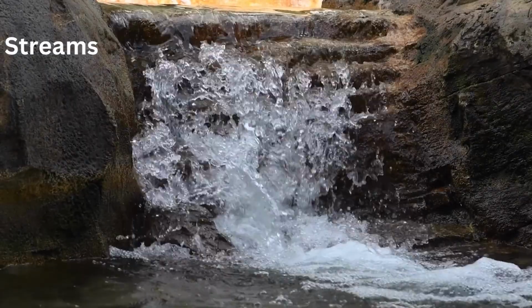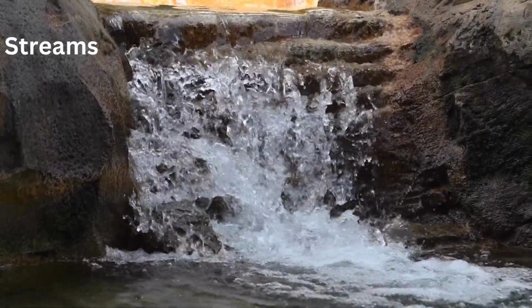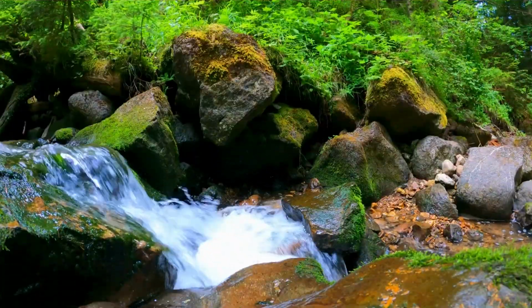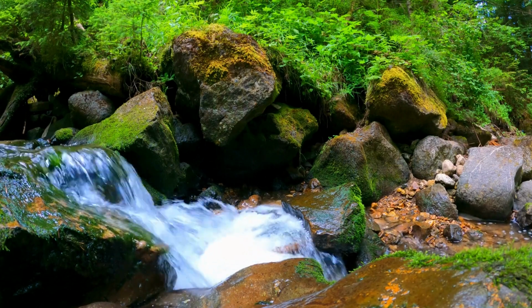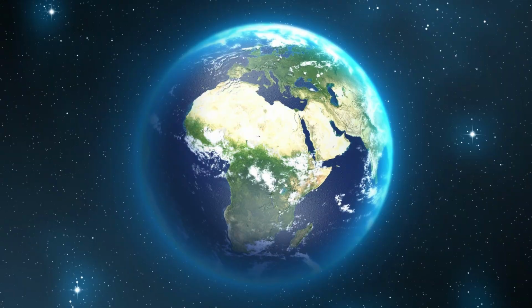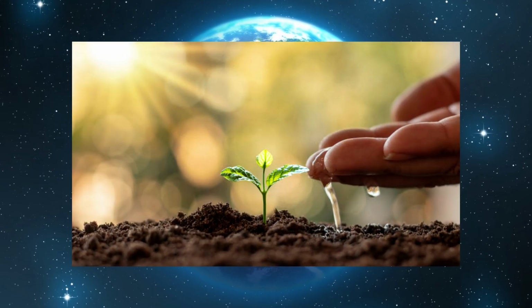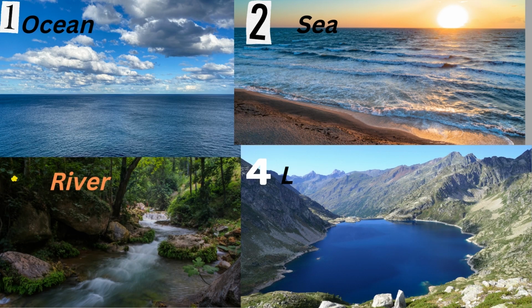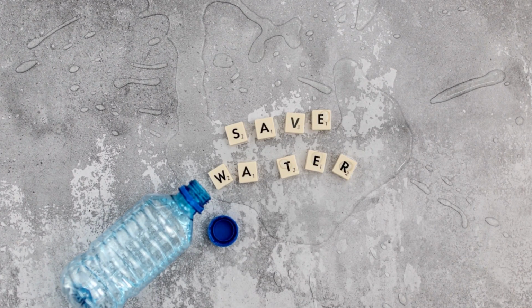Number 3. Streams. A stream is the small version of a river. It is so important. Many living organisms and plants depend on it. Streams are very beautiful. Some of them flow continuously all the year, called perennial streams. Our Mother Earth is full of water, and so is our life. All the water bodies, oceans, lakes, rivers, streams play a very important role for living beings. So try to save water as much as you can.